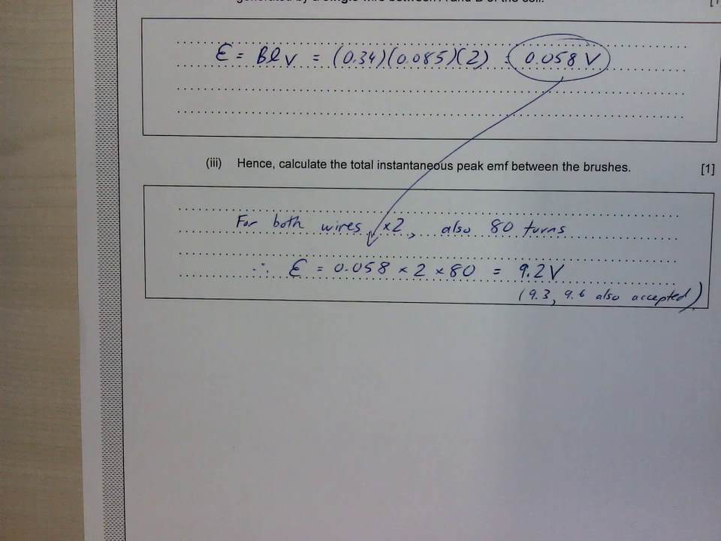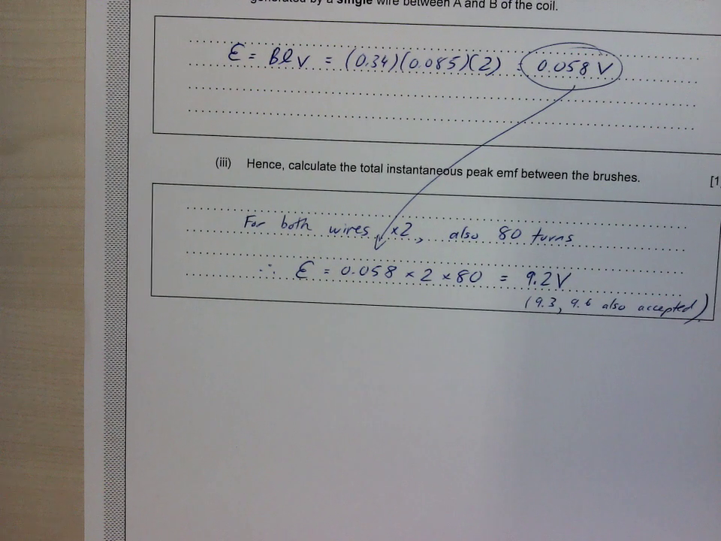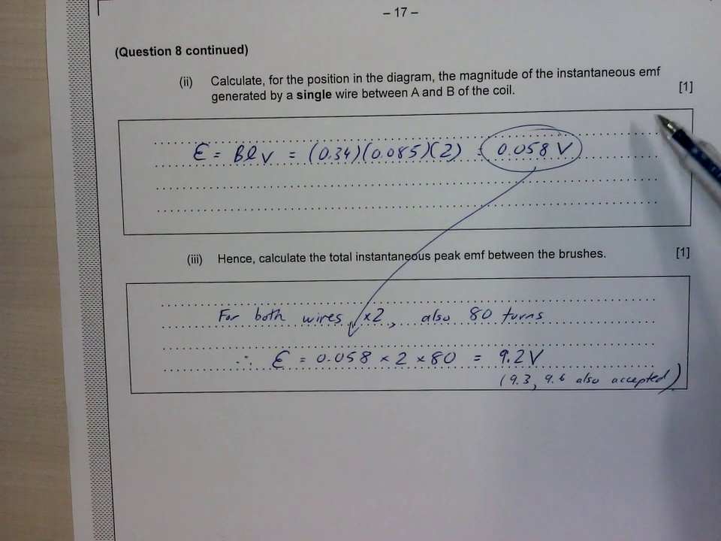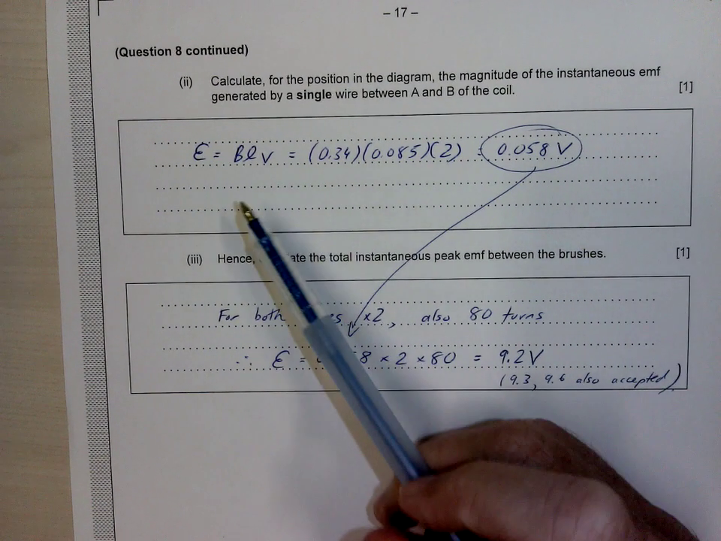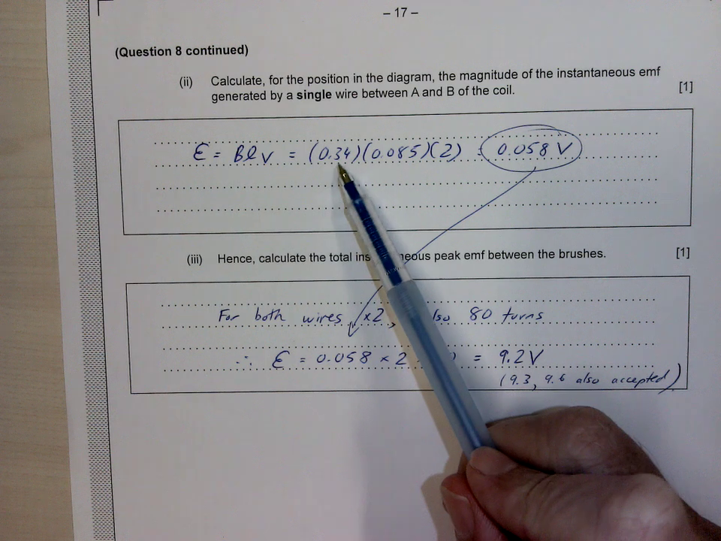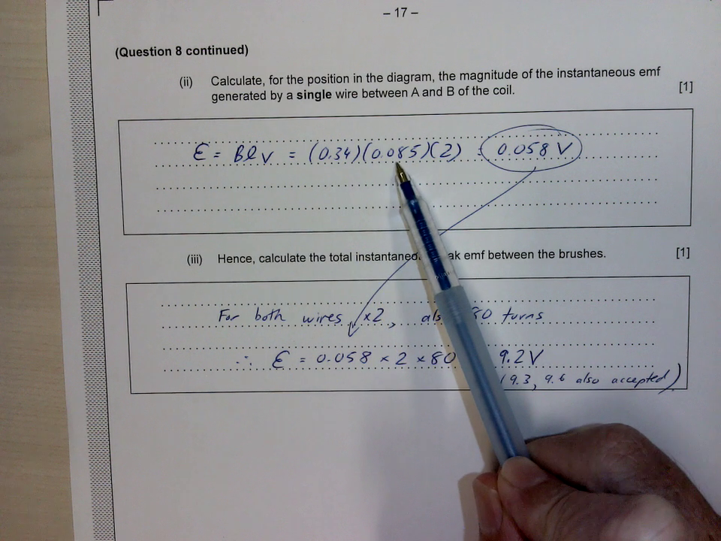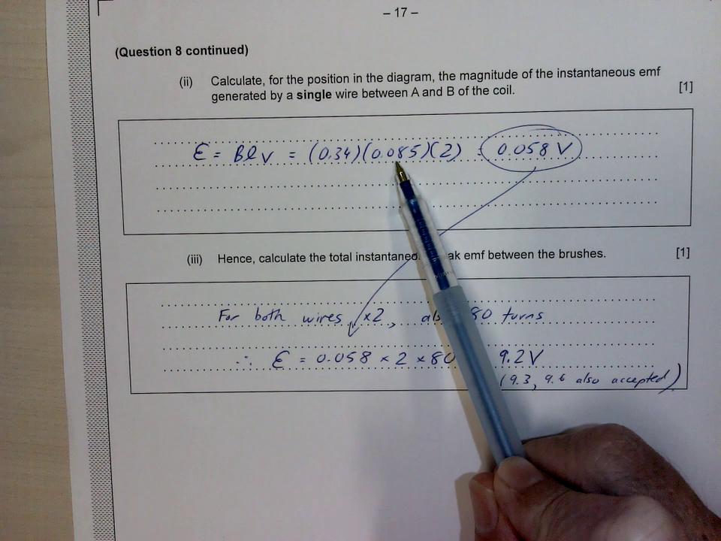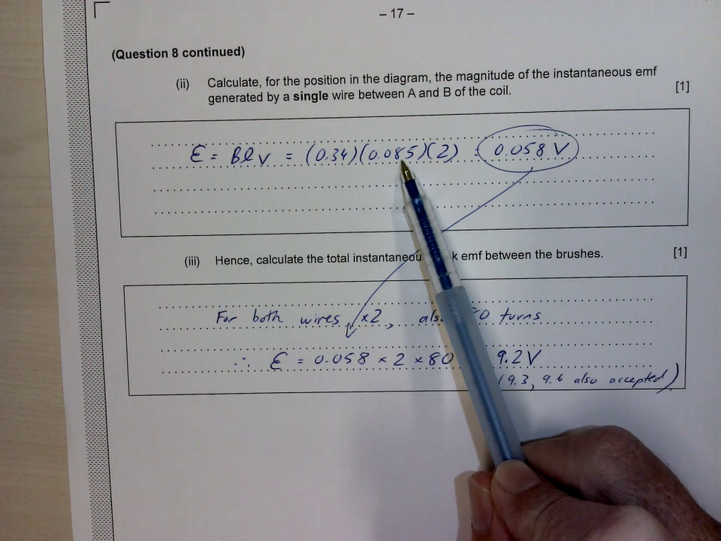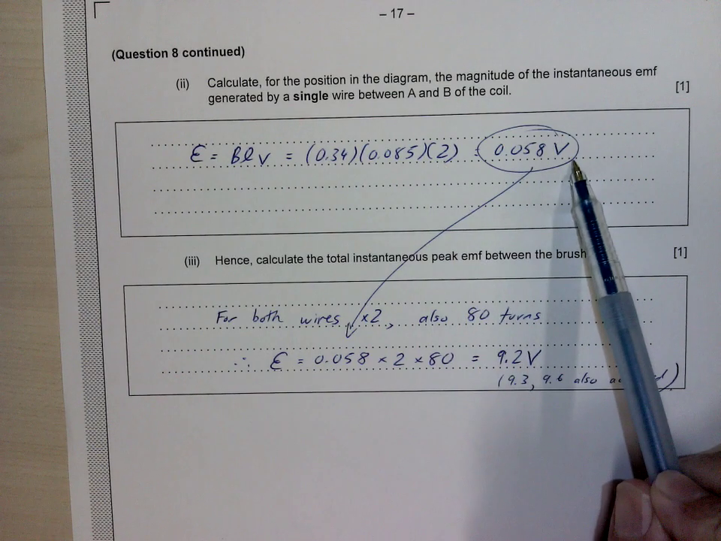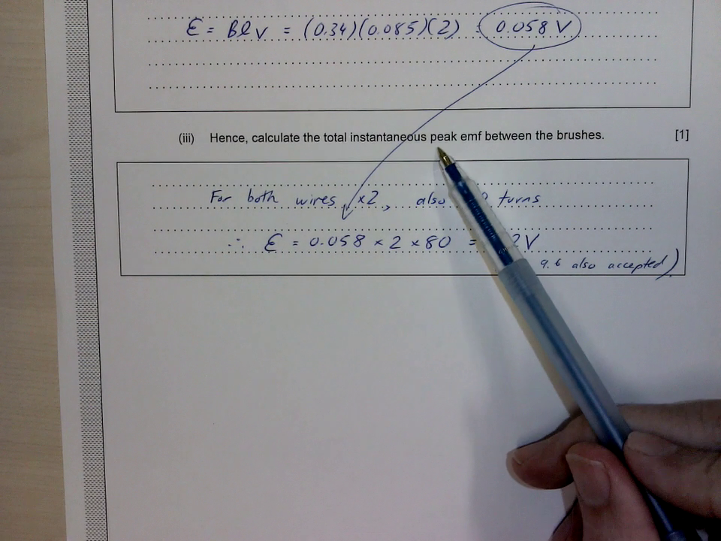Next part of the question are rather straightforward calculation questions. So they want, for just one wire, what is the induced EMF? So that's a straightforward BLV where you have the strength of the magnetic field, you have the length of wire between A and B, make sure you convert into meters, and then the speed that's given as well as 2, so you get 0.058, and then the total instantaneous peak.